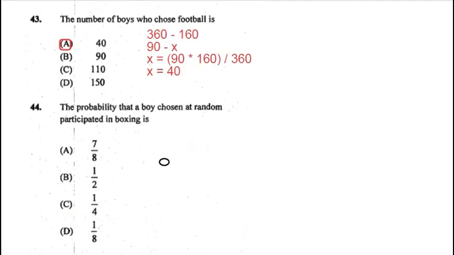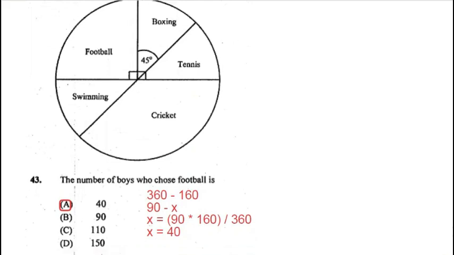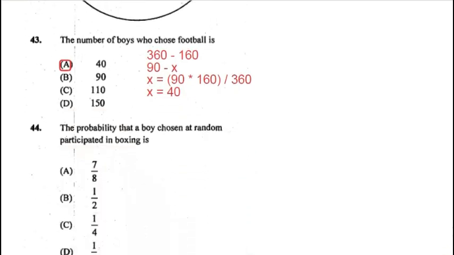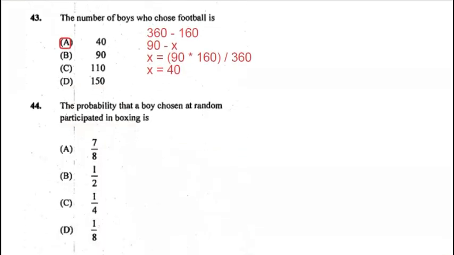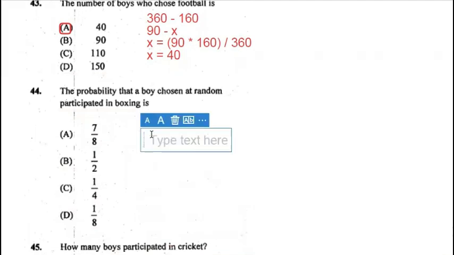So 44, the probability that a boy chosen at random participated in boxing is, so let's look, boxing represents 45 degrees from the total 360 degrees represented by the pie chart. So looking at the probability, if you remember the equation that we used above, looking at what is the focus, the boxing, and that is 45 degrees.